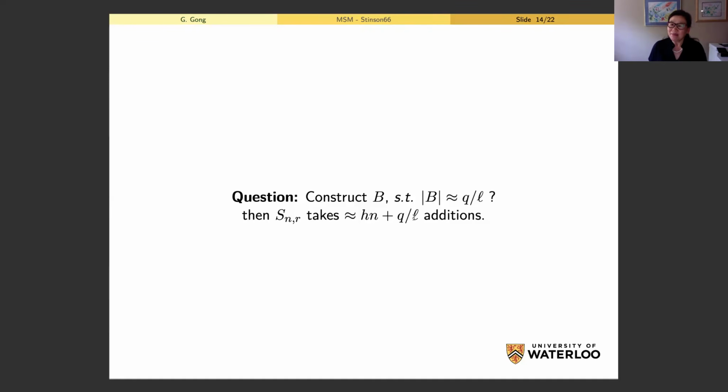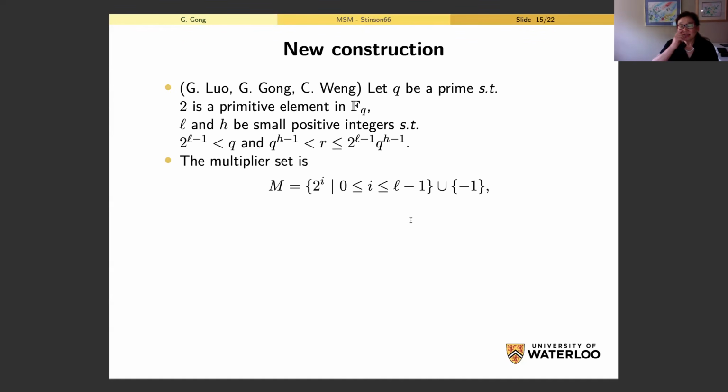Can we go higher? Someone conjectured maybe 4, but we break this boundary. We can do basically any L. However, L depends on q and H, so some L are bad, and we only take the good L's. This is our new construction. We take q to be a particular prime such that 2 is a primitive element in GF(q), and L and H are bounded by those conditions.